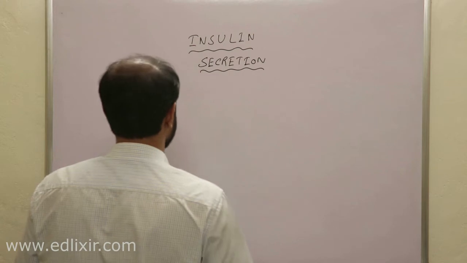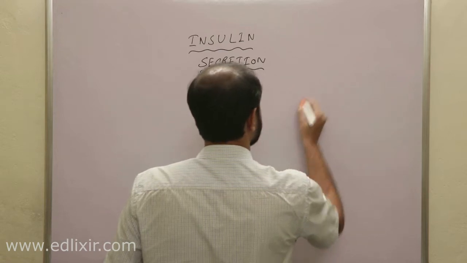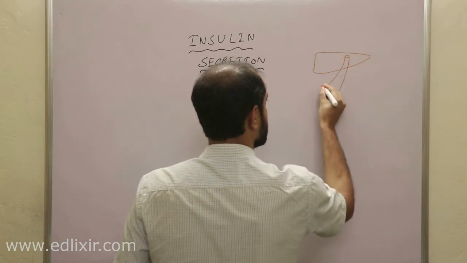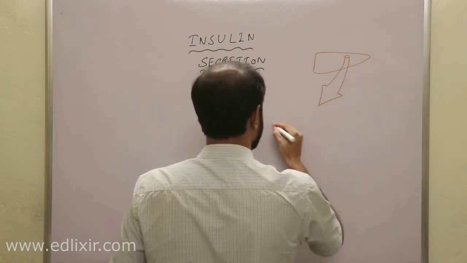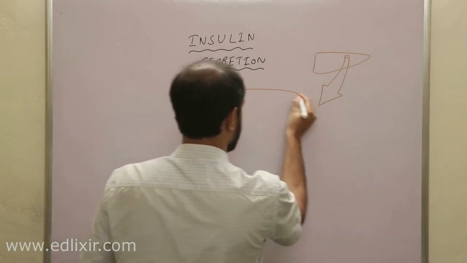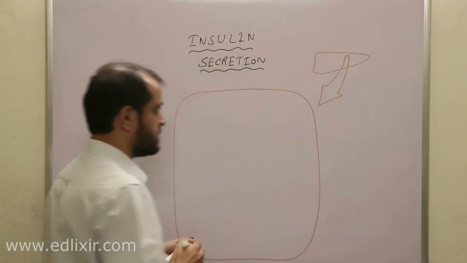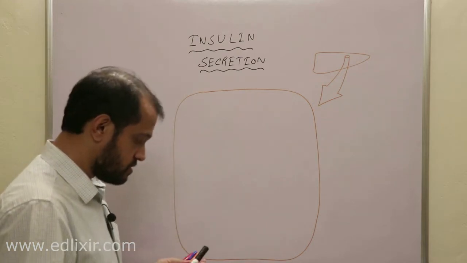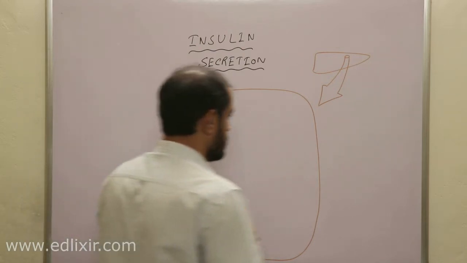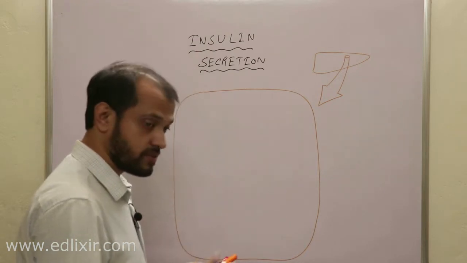A very important point you need to understand is this: suppose this is your pancreas, and this is your beta cell, and we are taking it and magnifying it. This is your beta cell, a very large magnified version of a beta cell. A very important point you need to understand right now is that if you want to learn insulin secretion from the beta cell, you need to understand three basic things.